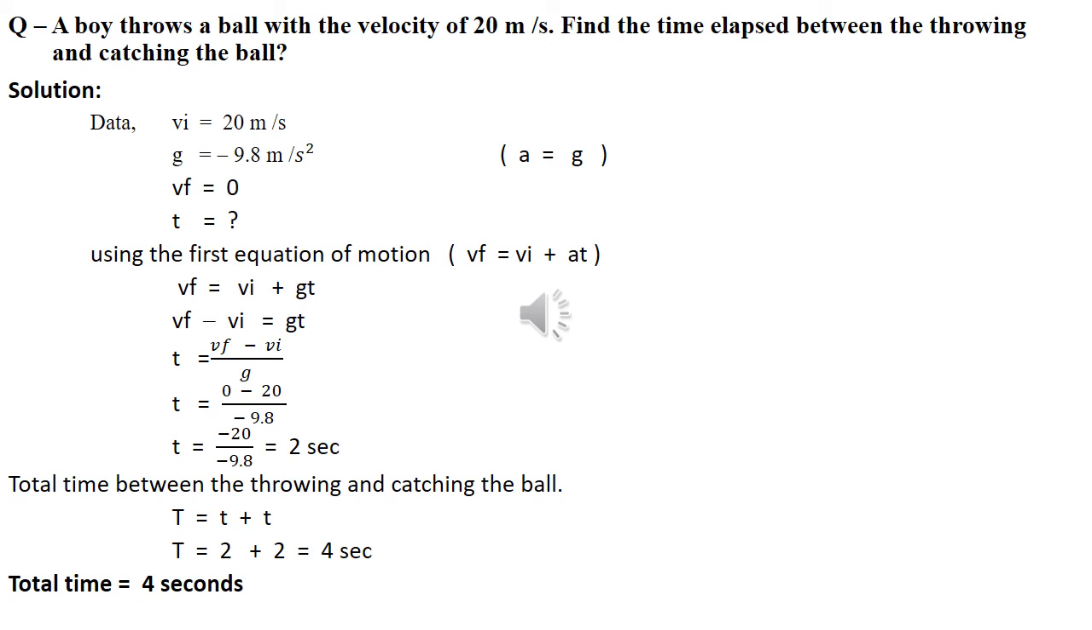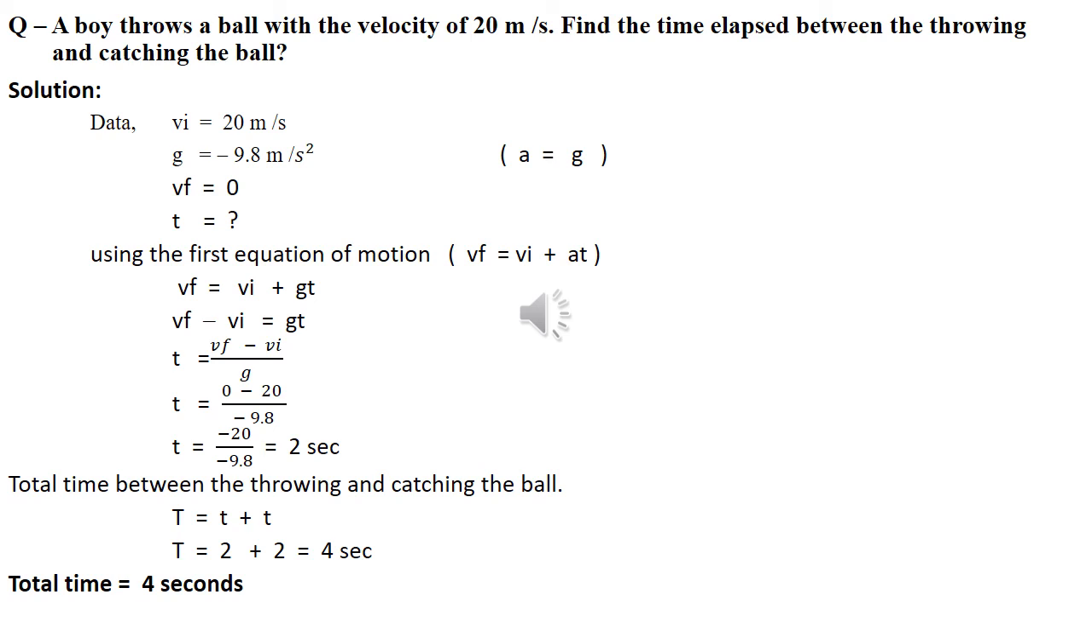t equal to 0 minus 20 divided by minus 9.8, and t equal to minus 20 divided by minus 9.8. So we have the answer here, approximately 2 seconds.